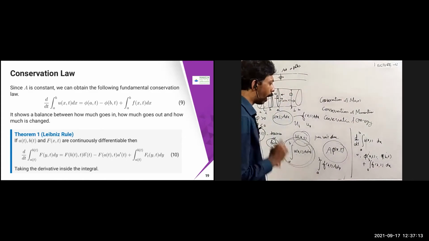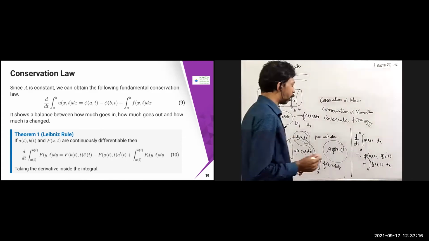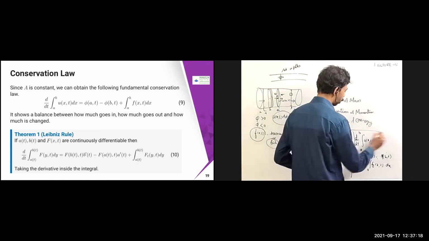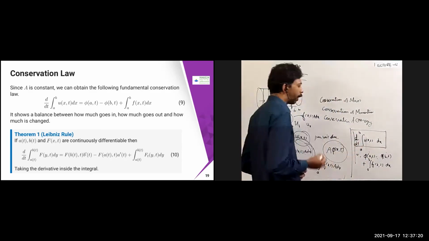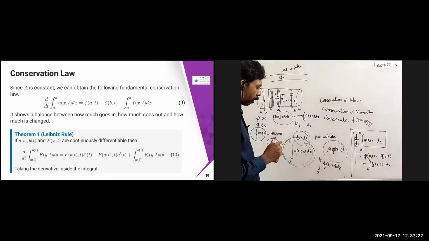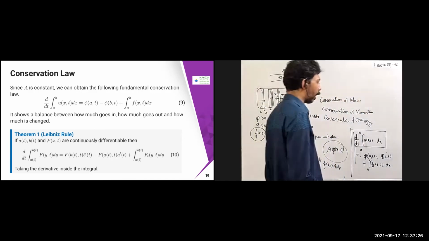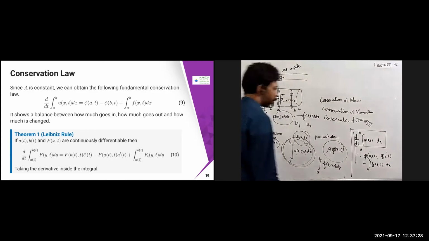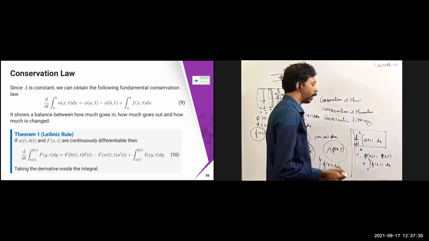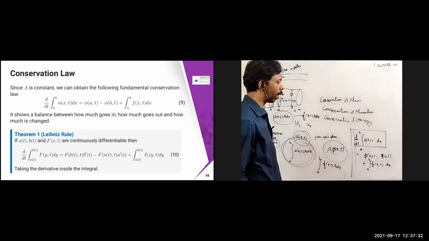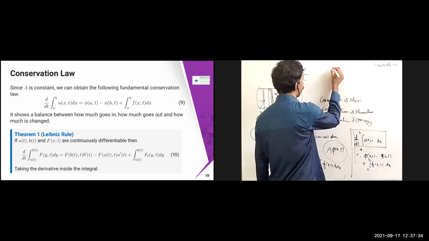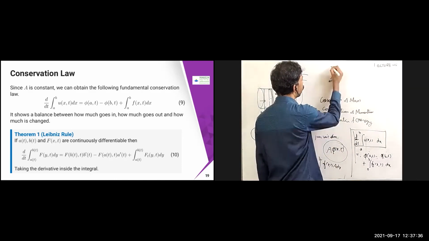Now for this one, we are going to apply the Leibniz rule for this part, and then we are going to derive the equation. We know this Leibniz rule from the calculus or analysis course. The Leibniz rule says as follows: suppose a of t, b of t, and f of x, t are continuously differentiable functions, and we have the integral from a of t to b of t.